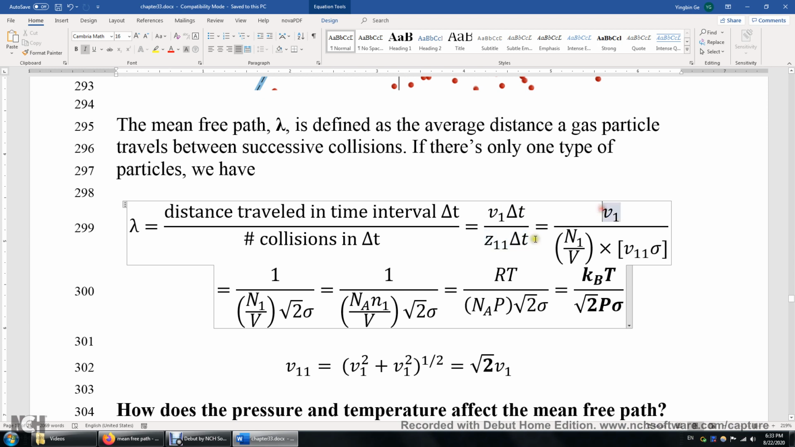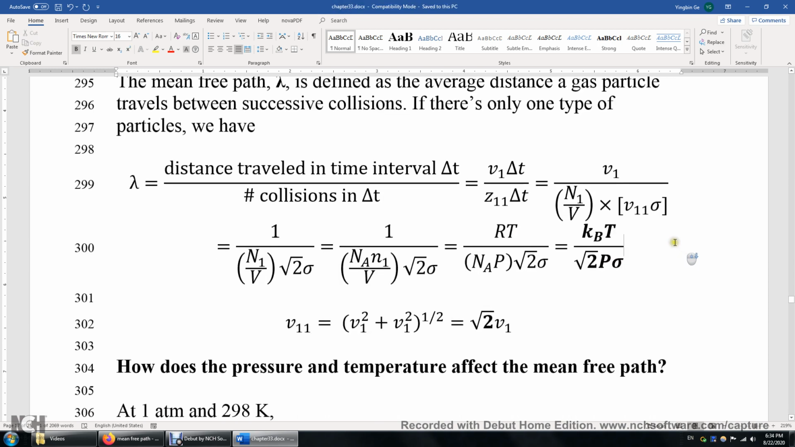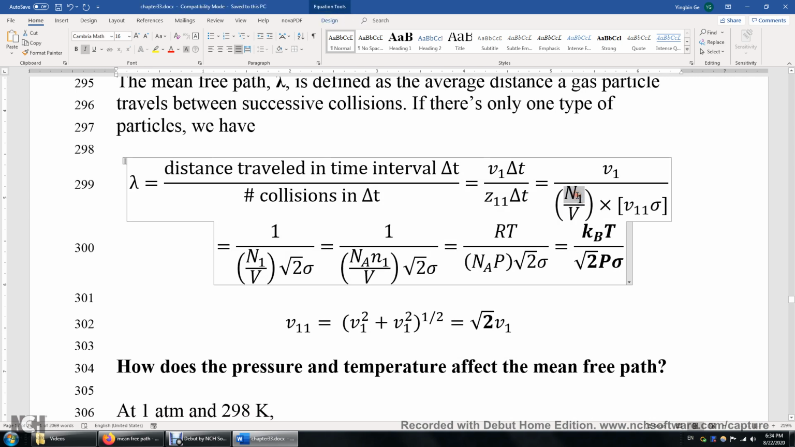You have v1 on top. On the bottom, you have z11, lowercase z11. So this is the collisional frequency of one individual atom of type 1, right here. All right. Supposedly, this should be n1 minus 1, because this particle does not collide with itself. It only collides with the other n1 minus 1 molecules. But usually we deal with a very large number of molecules. So n1 minus 1 is simply n1, right here.